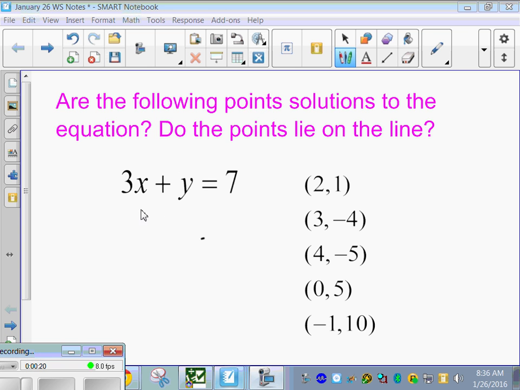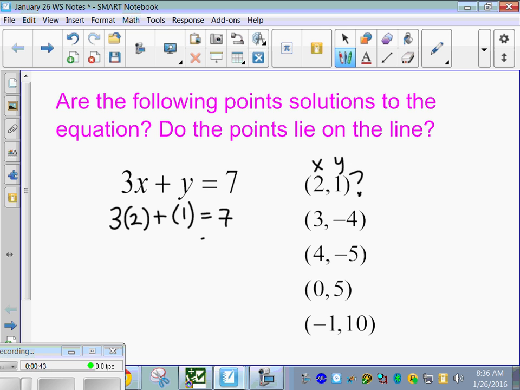So I've got an equation, 3x plus y equals 7, and I've got a point. I want to know, is (2, 1) on the line? How can I find out? Monica? Yes. Look, we have x, y coordinates, right? So any point that's on the line has to be true. So if I plug in 2 for x and 1 for y, do I get a true statement?